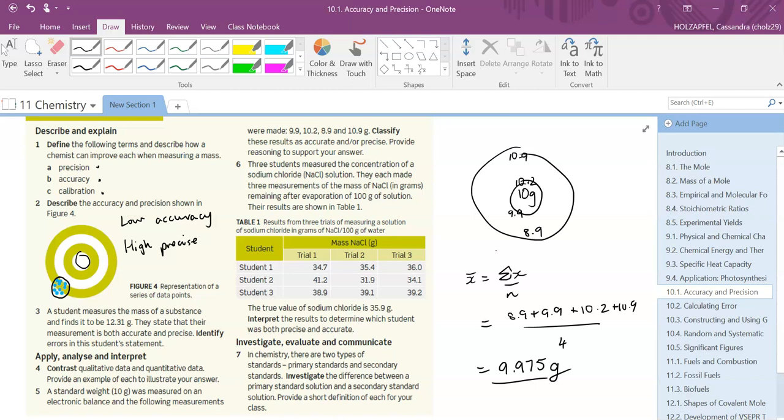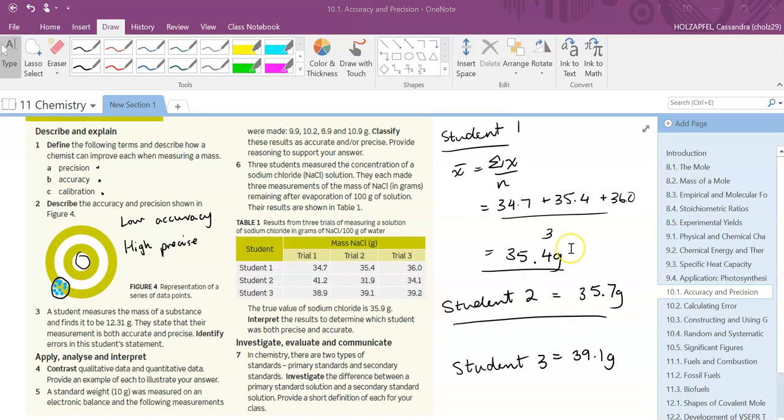All right, let's do one more example of this. Three students measured the concentration of sodium chloride solution. They each made three measurements of the mass of sodium chloride in grams remaining after evaporation of 100 grams of solution. The results are shown in table 1. The true value of sodium chloride is 35.9 grams. Interpret the results to determine which student was both precise and accurate. Okay, so let's just do this really quickly. Let's find the means of each of these. I've got the working just for student 1 on how to find the average, and I've just gone ahead and followed that same process to find the average for the other two students. So let's have a bit of a closer look at each of these.